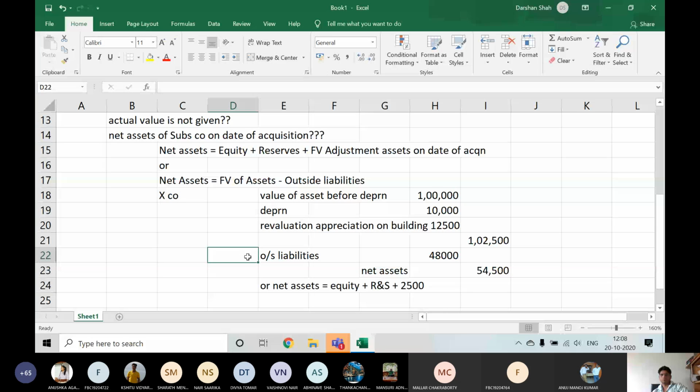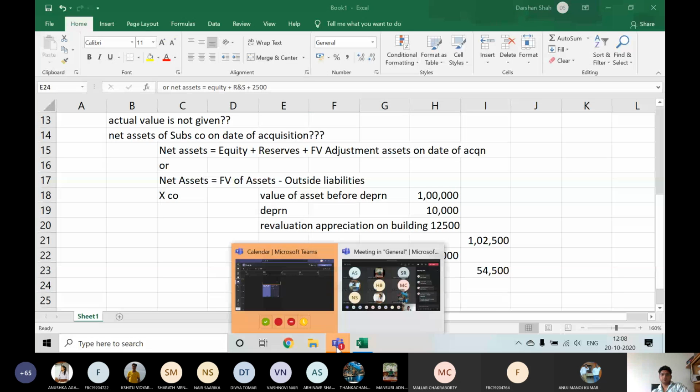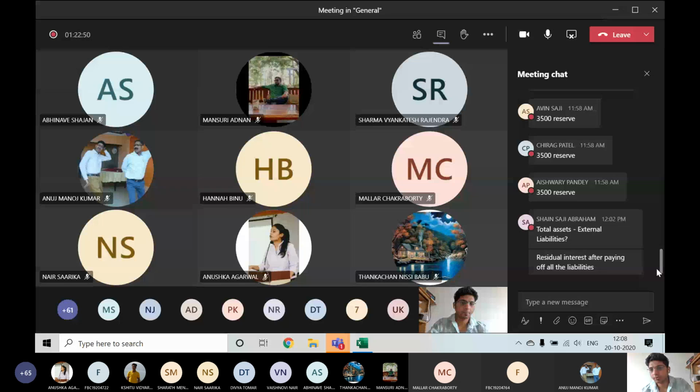Okay, so that's why we are going to use this formula. Net assets equal to what? Equity plus reserve and surplus plus the fair value adjustment. Okay, done till here? Yes. लॉजिक समझ में आ रहा है क्या सब लोगों को? Okay, yes. So let us go back to our format.